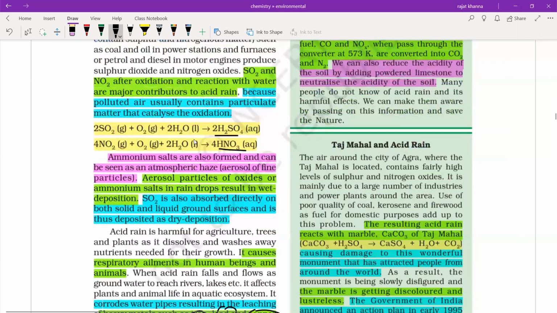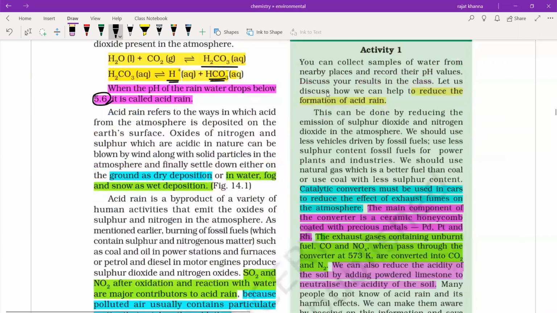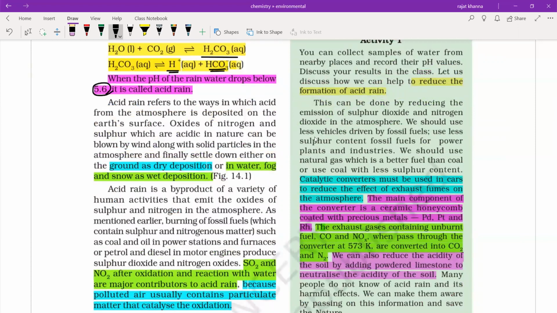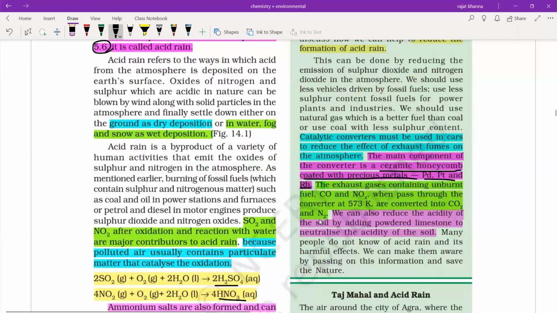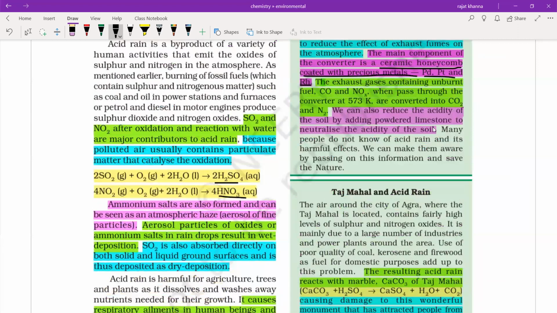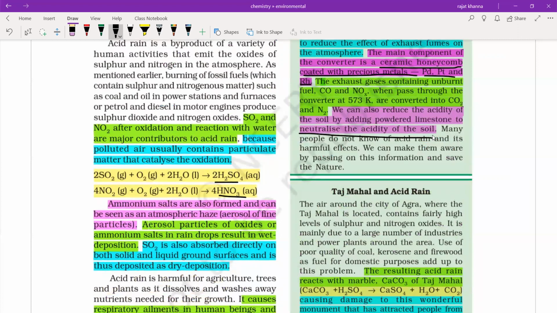Now, how can we reduce the formation of acid rain? We can have the pointers. Catalytic converters must be used in cars to reduce the effect of exhaust fumes on the atmosphere. The main component of the converter is a ceramic honeycomb coated with precious metals: palladium, platinum, and rhodium. Exhaust gases containing unburned fuel, carbon monoxide, and NOx pass through the converter at 573 Kelvin and are converted into CO2 and N2. We can also reduce the acidity of soil by adding powdered limestone to neutralize it.